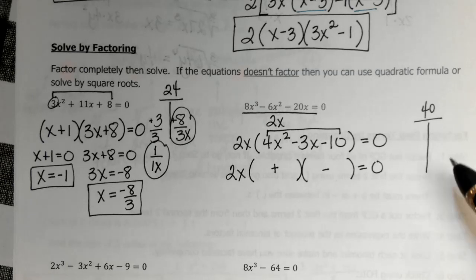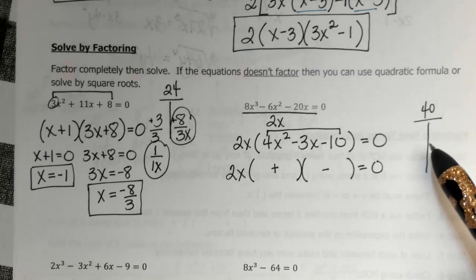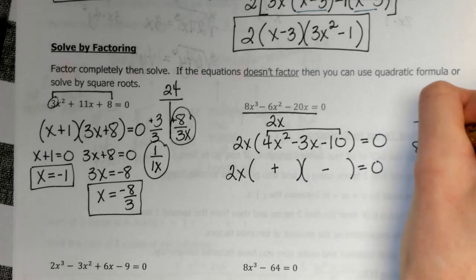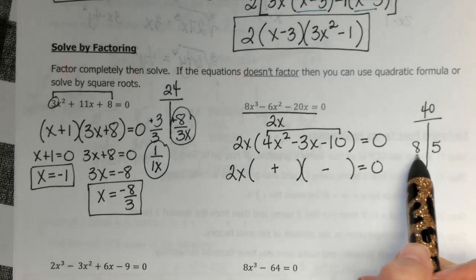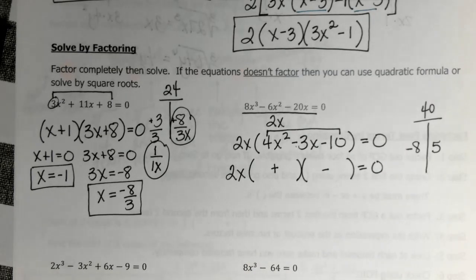Yep. Okay, so when you get your two factors, what factors of 40 are going to give me 3? 8 and 5. I know they're going to subtract because they're different signs. So 8 and 5 will give me 3. My larger factor takes the sign of the middle. My middle is a negative, so my larger factor, 8, is going to be negative.